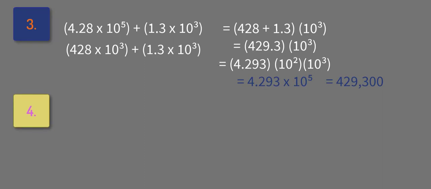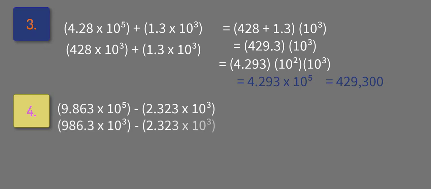Fourth problem, subtraction with scientific notation. Same process as before, only we're going to be subtracting. So same process as number 3. First, we put them in the same power. So let's put the first term in the power of 10 cubed. So we're moving it 2 places to the right, which means our exponent is going to come down 2 on the 10. 986.3 times 10 cubed minus 2.323 times 10 cubed. Now we can go ahead and subtract these.